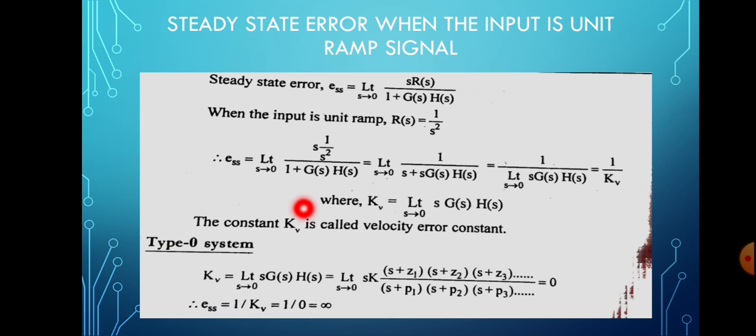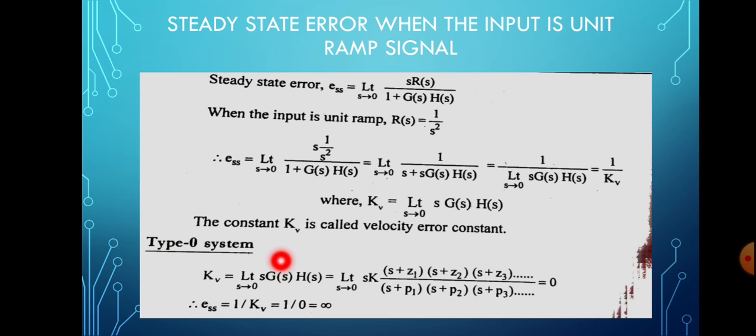So in the case of a control system in which we are giving the ramp signal as the input, the steady state error will be equal to 1 by kV, where kV is equal to limit s tends to 0 of s into G of s into H of s, and the constant kV is called the velocity error constant. And next we want to find the steady state error in the case of type 0, type 1 and type 2 systems. So first we will take the kV value. Once we obtain the kV value, the inverse of that kV value will give the steady state error.